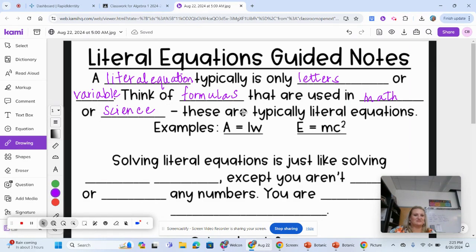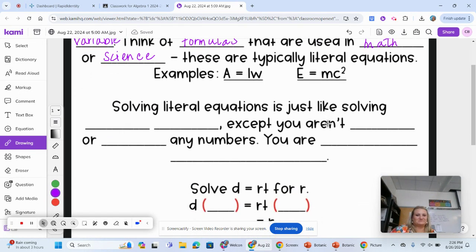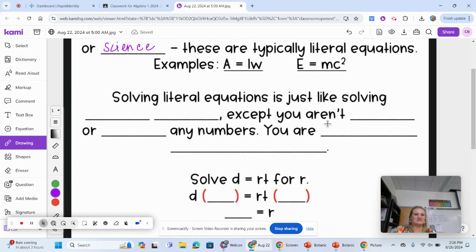So some formulas are like area is what? Length times width. Okay, so we're just going to look at formulas that are all variables or letters. So it says solving literal equations is just like solving a regular equation.